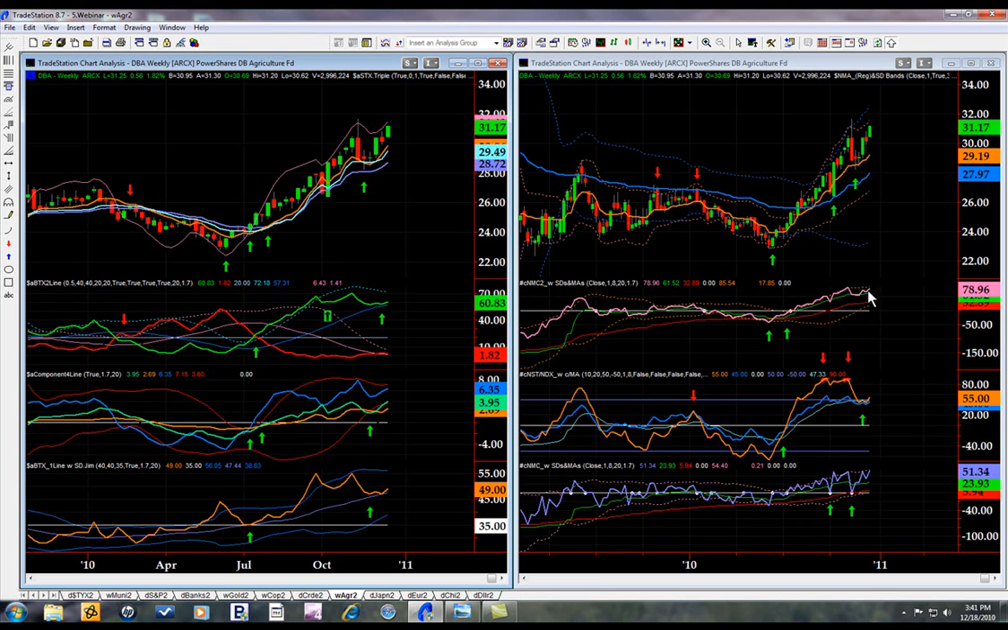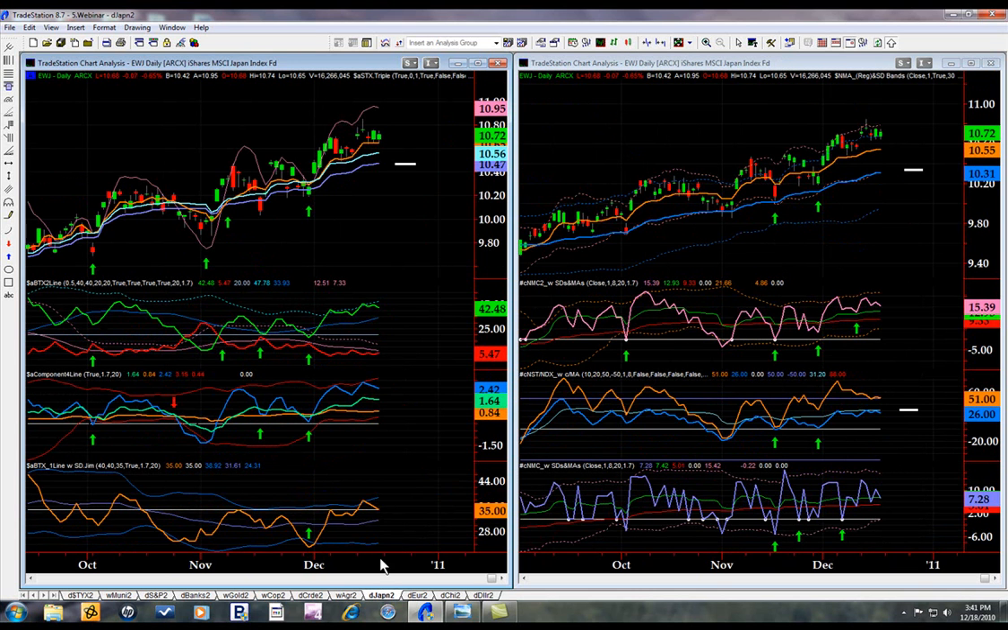that the NMC2 and the NMC are both very near their upper SDs here, so we could see some action here, slightly sideways for a little while, but unless all of this changes drastically, we're still very much in a bullish environment here. Let's go to Japan.